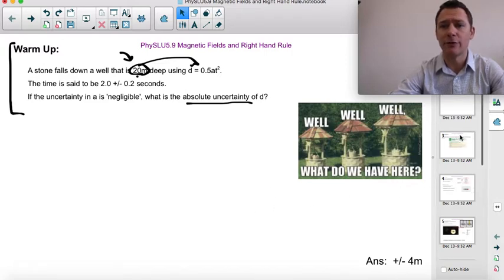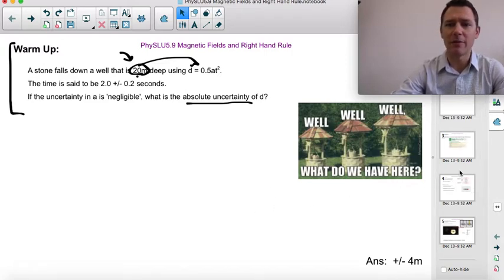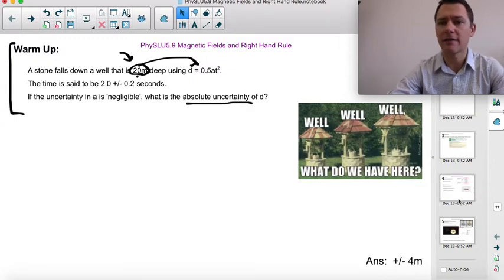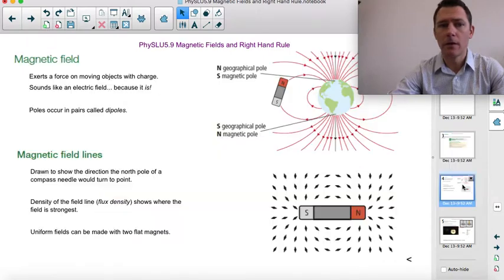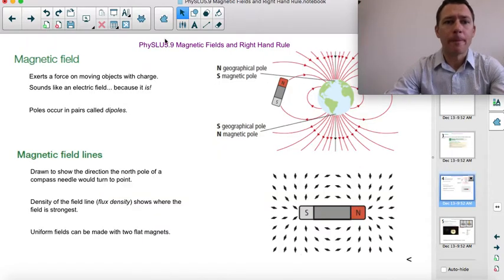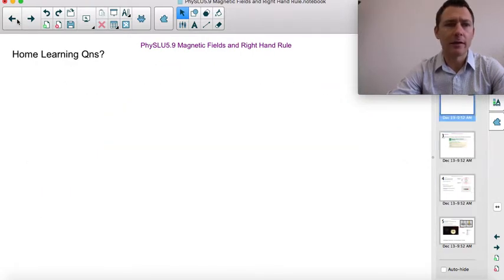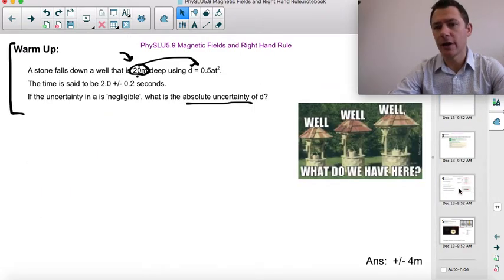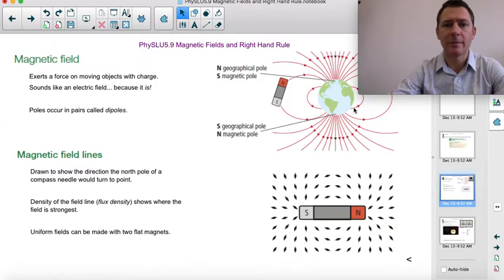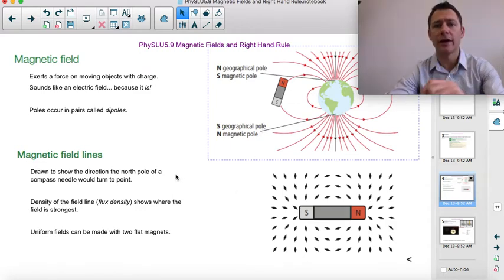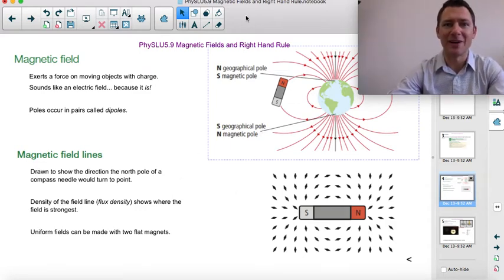Give that a shot. If you're not confident in that, maybe we can do it when I see you next. Cool, so pause and give it a shot. All right, so I hope you walked through this and got the plus or minus 4. I can show you how to do that if you're not sure next time I see you, but we're moving on to the magnetic fields and the right-hand rule or left-hand rule, depending on which way you look at it.